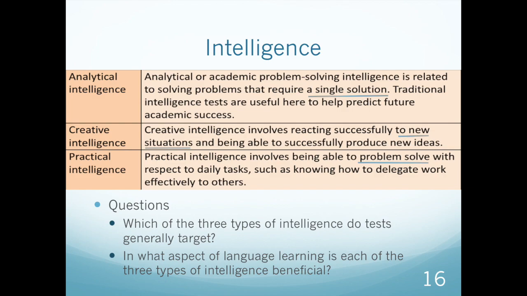So two questions related to intelligence are the following. First of all, which of the three types of intelligence do tests generally target? And secondly, in what aspect of language learning is each of these three types of intelligence beneficial? So I let you think about these.